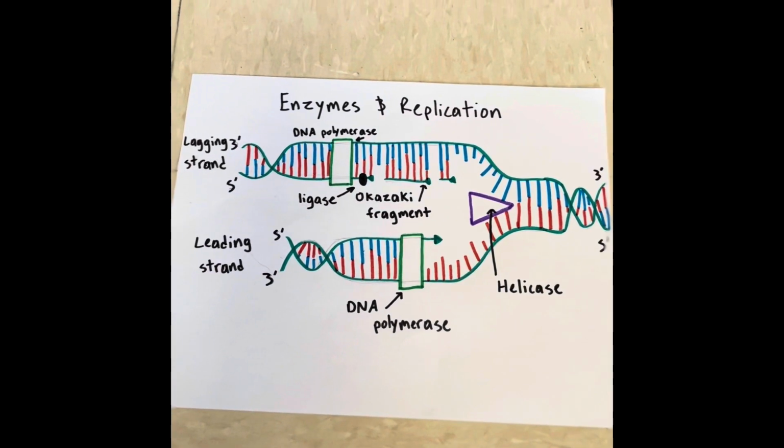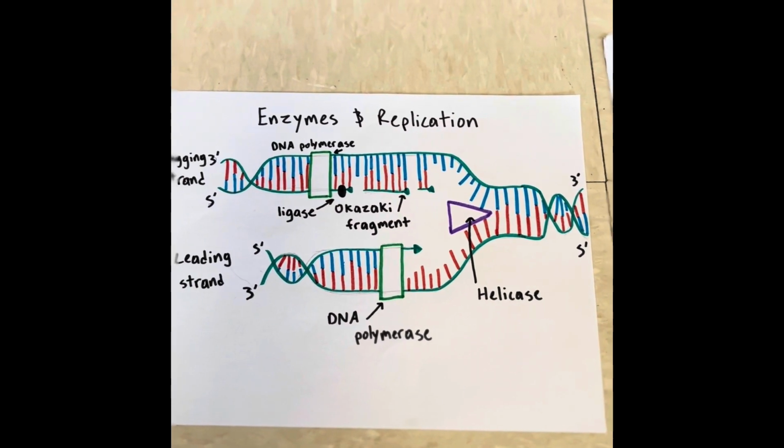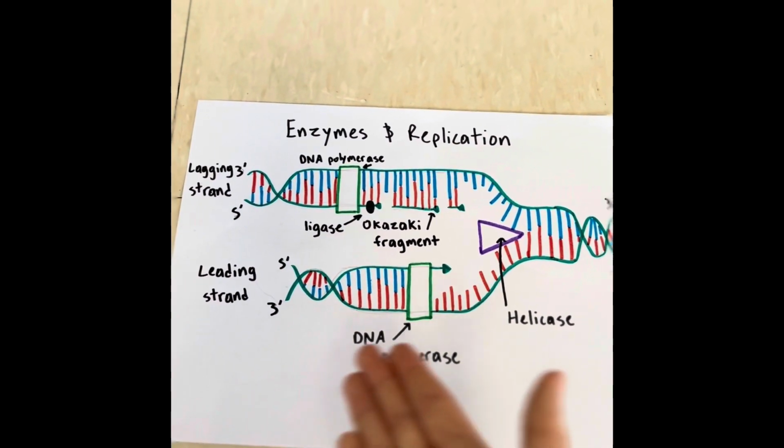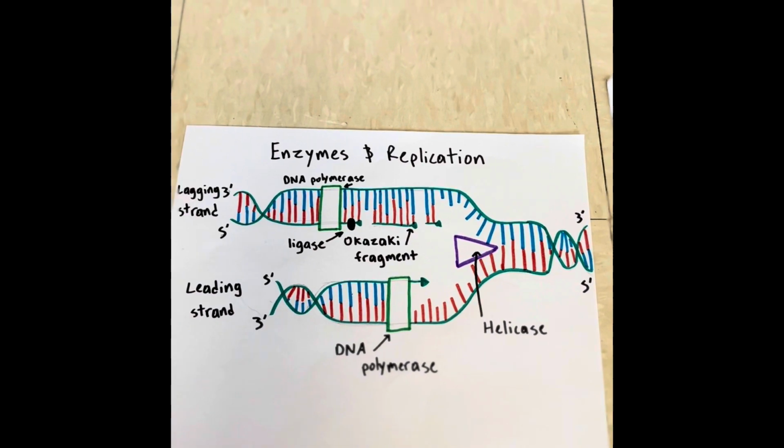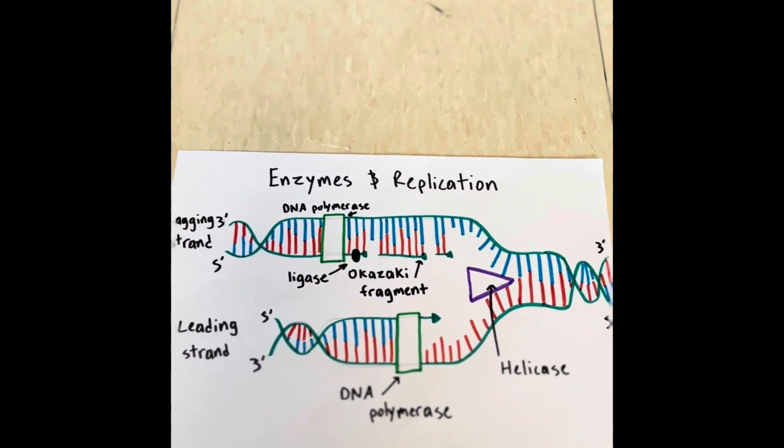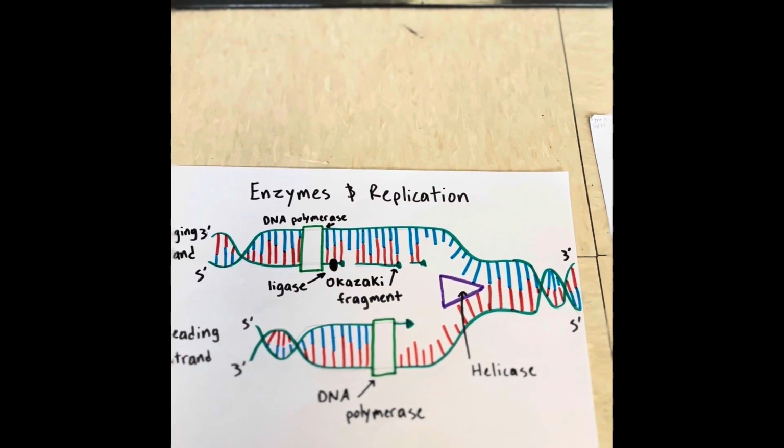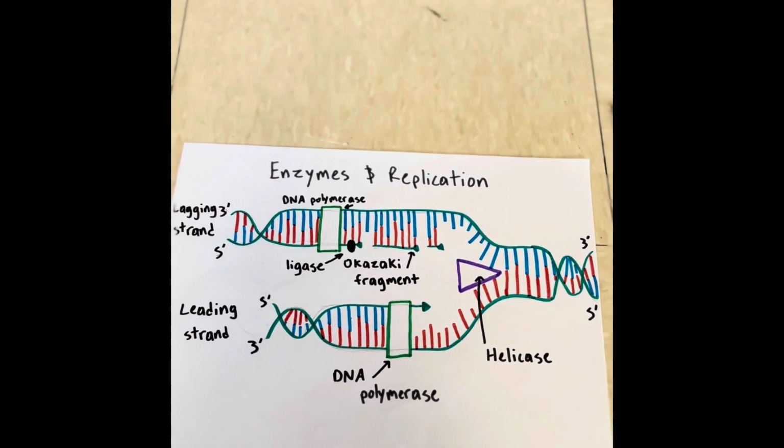Because DNA is composed of one old strand and one new strand, it is a semi-conservative model. DNA is anti-parallel, which means that one strand will run 5 to 3, while the complementary strand will run 3 to 5. DNA is always read from 5 to 3.